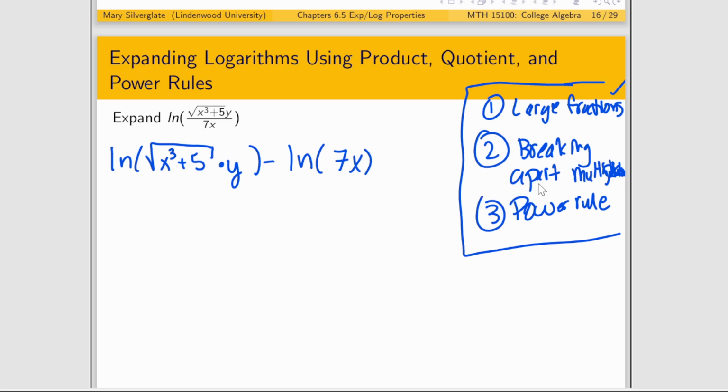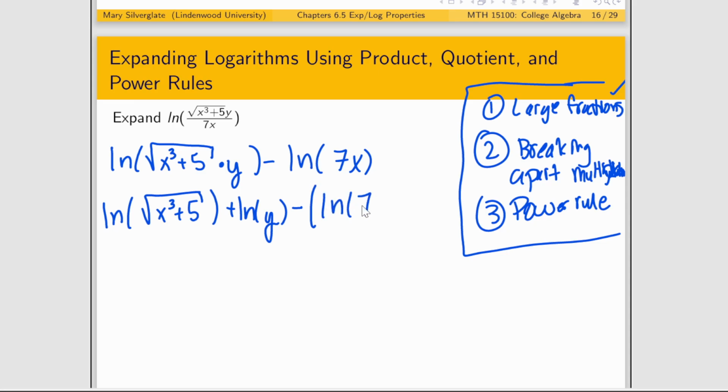Now I want to start breaking apart the multiplication. So in particular for this first term, I can break apart this multiplication inside the log into addition outside the log. So I have the natural log of the square root of x cubed plus 5 plus the natural log of y, and then minus, and then this whole thing in parentheses, 7x. Don't forget to break apart this multiplication here: natural log of 7 plus the natural log of x.